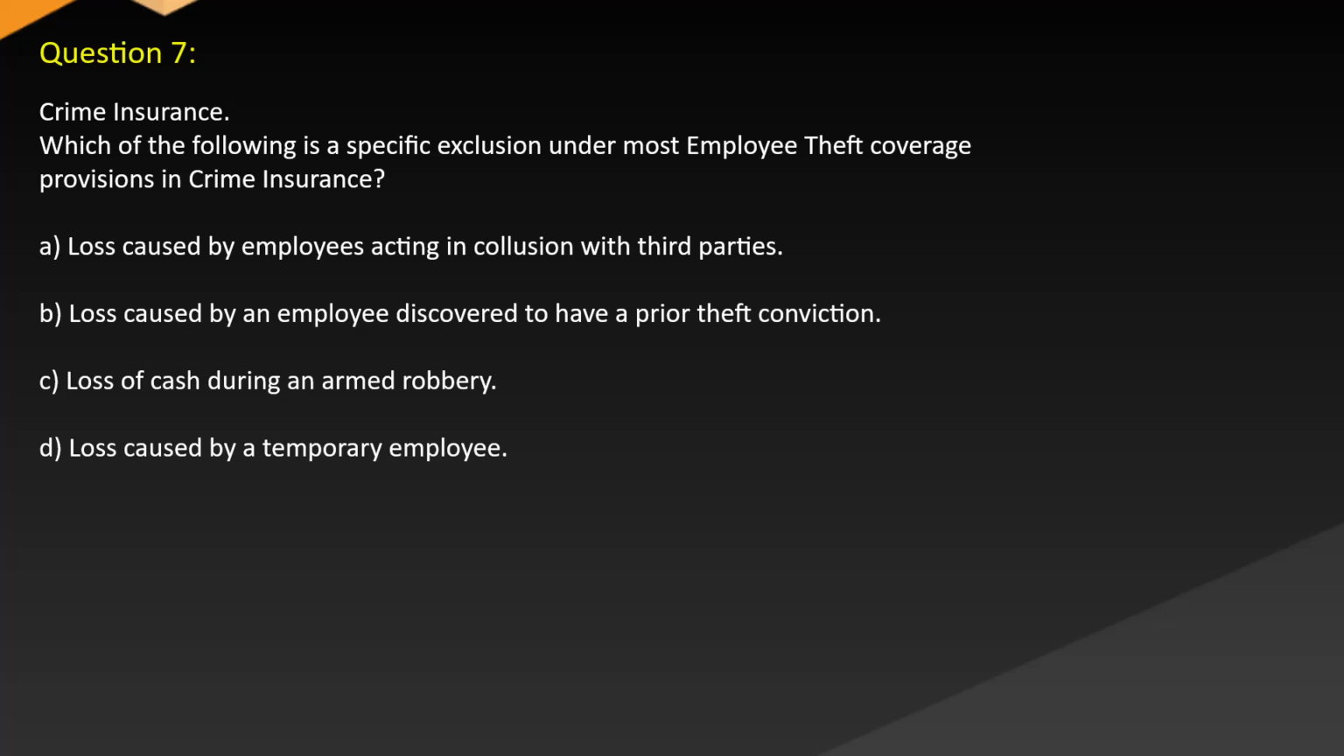Question 7. Crime insurance. Which of the following is a specific exclusion under most employee theft coverage provisions in crime insurance? A. Loss caused by employees acting in collusion with third parties. B. The loss caused by an employee discovered to have a prior theft conviction. C. Loss of cash during an armed robbery. D. Loss caused by a temporary employee.